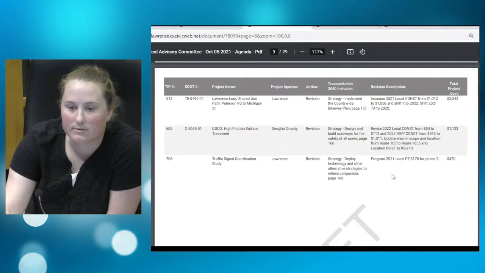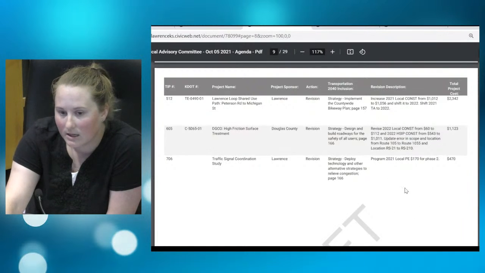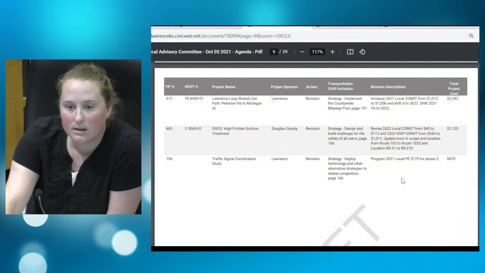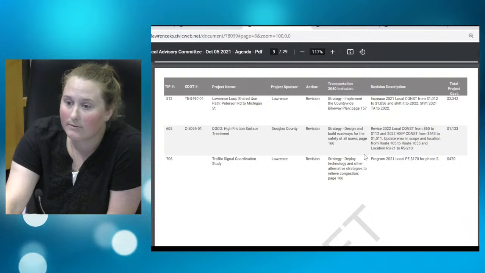These other ones are just all reflecting current conditions. The traffic signal coordination study is adding a second phase to that project. The 15-day public comment period occurred and we had no public comments. Anyone have any questions?